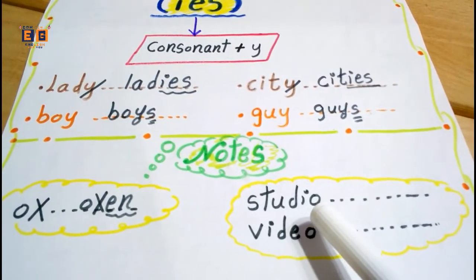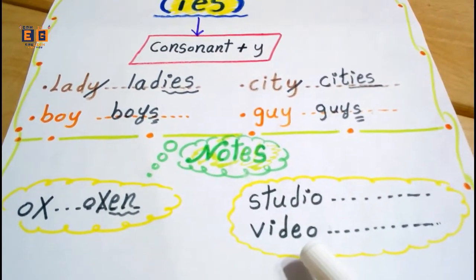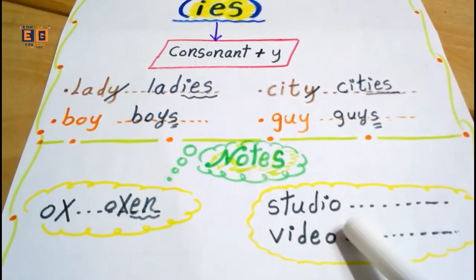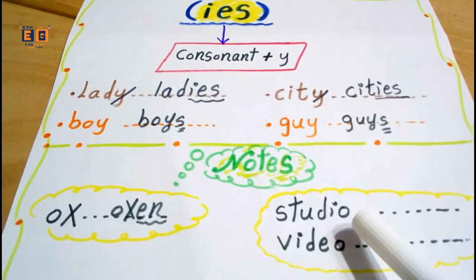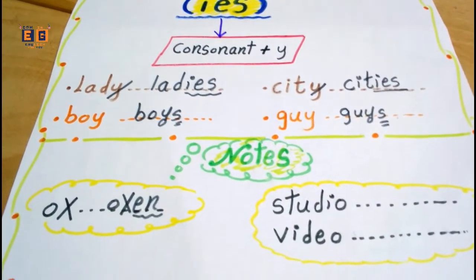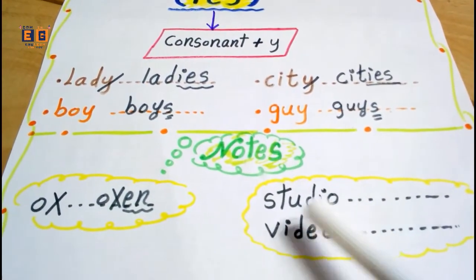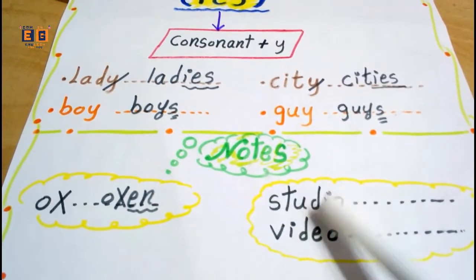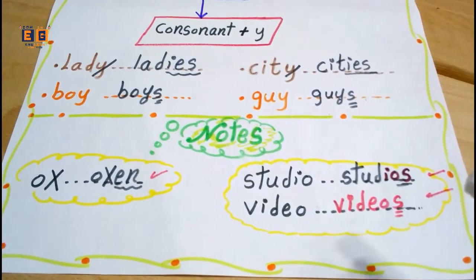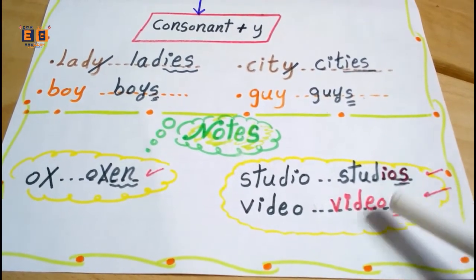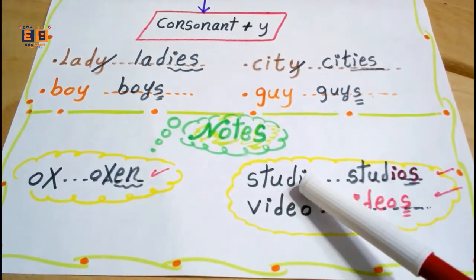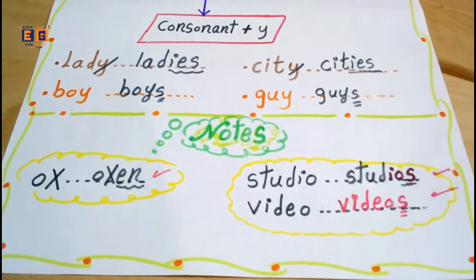Word like studio ends with O. Word like video ends with O. But to make these words plural, we can't put es as the rule, but we just put s at the end of these words. Why? Because O in studio and video comes after a vowel. So why do we put just S, not ES, after O in studio and video? That's because letter O comes after a vowel I in studio and a vowel E in word video.